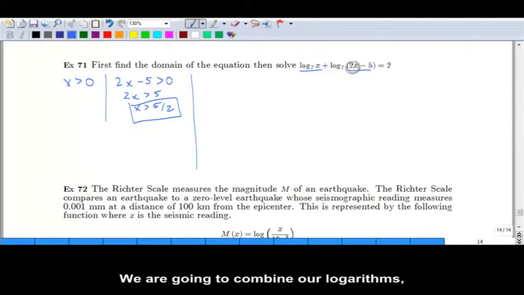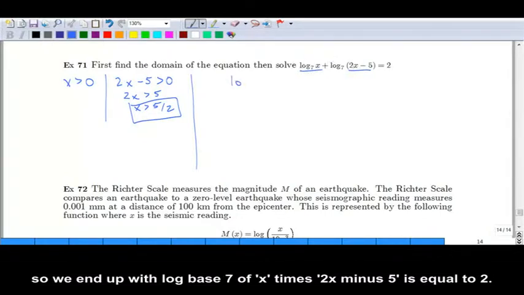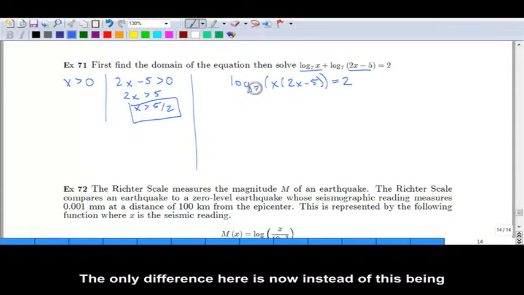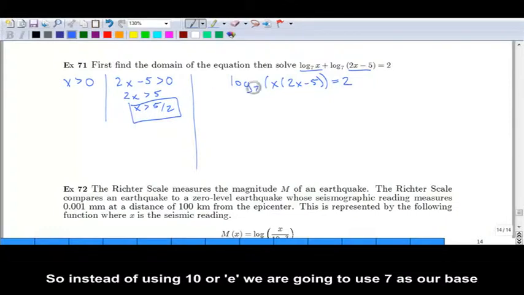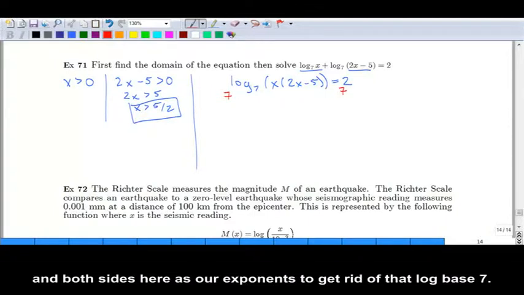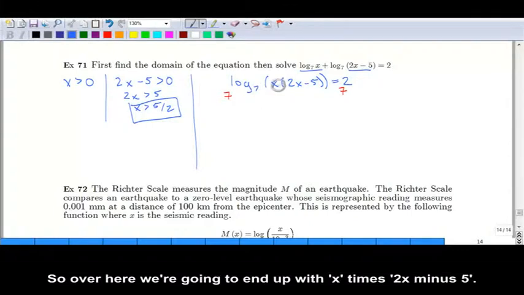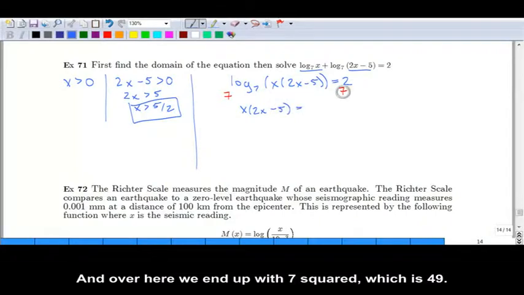We are going to combine our logarithms, so we end up with log base 7 of x times 2x minus 5 is equal to 2. The only difference here is that instead of this being log base 10 or log base e, it's log base 7. So instead of using 10 or e, we are going to use 7 as our base and both sides here as our exponents to get rid of that log base 7. So over here we're going to end up with x times 2x minus 5, and over here we end up with 7 squared, which is 49.